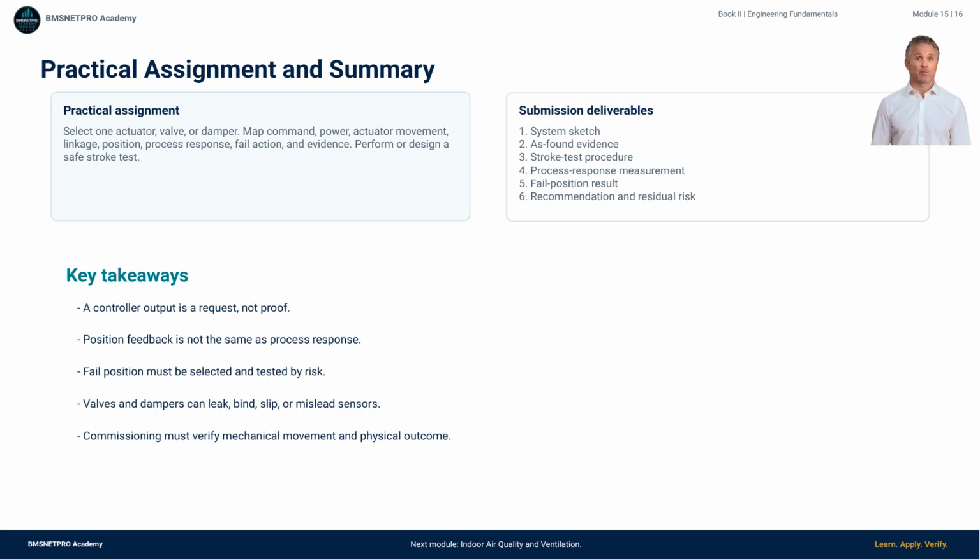For the assignment, select one actuator, valve or damper and map the entire action chain. Record command, power, actuator movement, linkage, position, process response, fail action, and evidence. If it is a real site, follow site authorization and safety procedures. If it is a practice case, design the test and explain what evidence would prove the result.